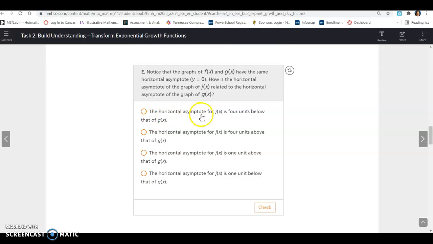All right, so the horizontal asymptote of j of x is 4 below. The horizontal asymptote is 4 above. It's 4 above. That's correct. The horizontal asymptote is 1 unit. That's not correct. It is 1 unit. So it has to be the second answer.